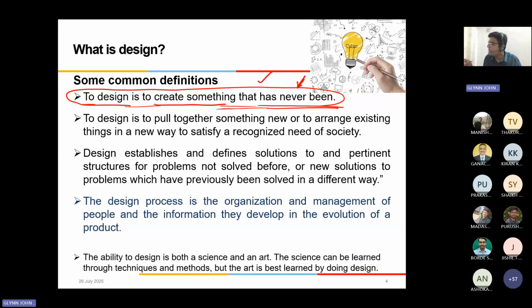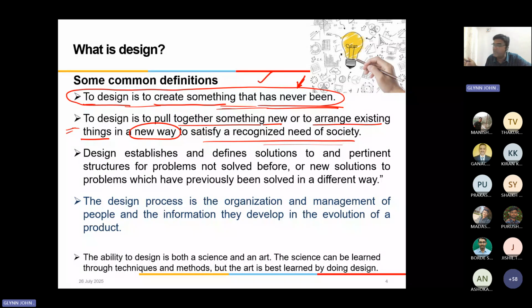Now here is another definition: put together something new or arrange existing things in a new way to satisfy the need of the society. So that's one way of looking at it. So you may put together things and make them work to satisfy a need. So this is another way to define design, right?